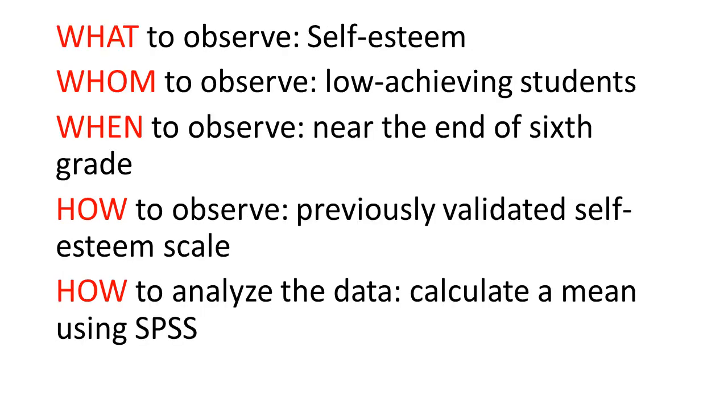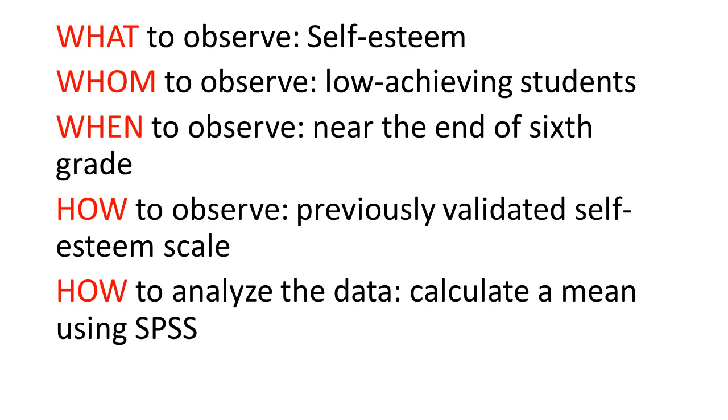We're talking about what to observe. So, in your textbook, one of the examples is that we're going to observe self-esteem. And then we also talk about whom are we going to observe. So we're going to observe self-esteem in low achieving students. Then we have a time frame of when we are going to observe these low achieving students. We're going to observe them near the end of their 6th grade year.